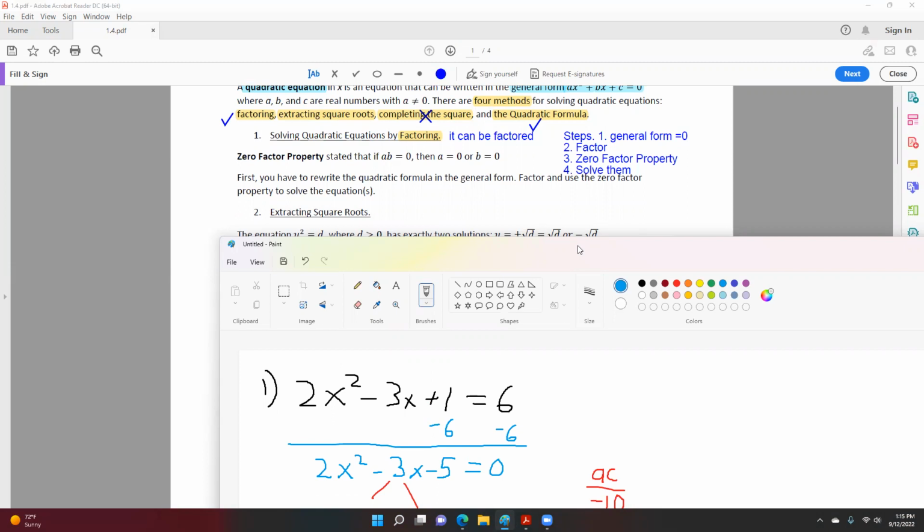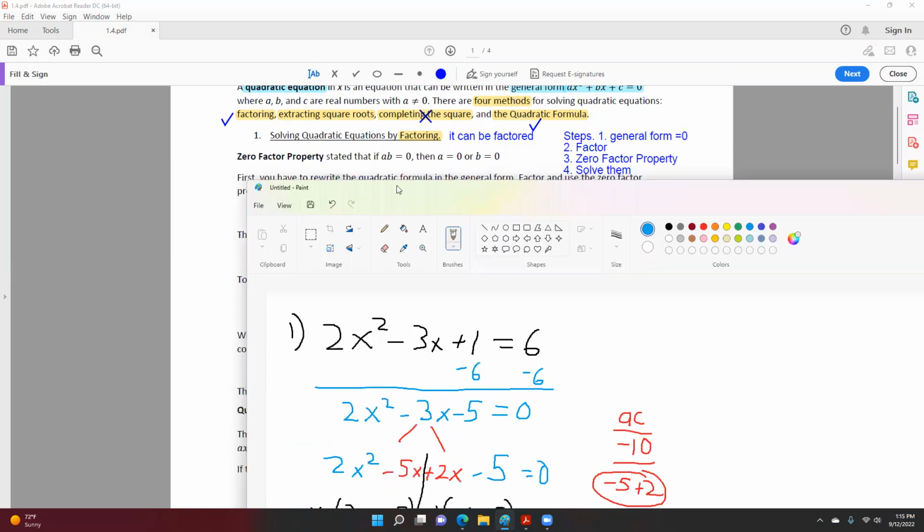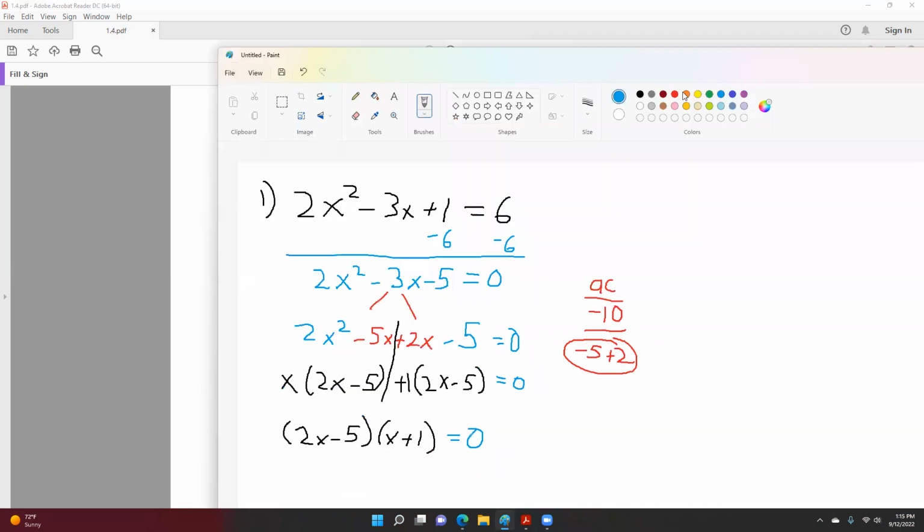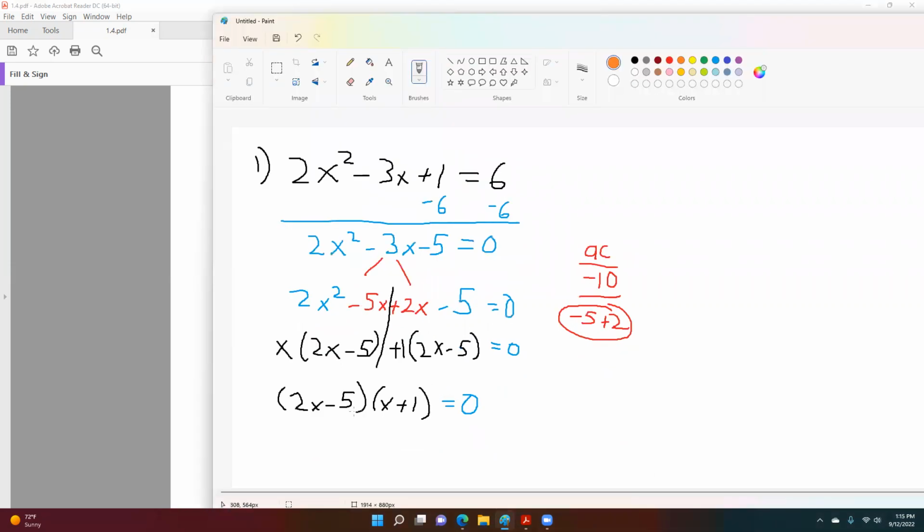So now we will do the third step, which is using the zero factor property. What the zero factor property says is you take each one of these factors and make it equal to 0. So you take 2x minus 5 equals 0, and you take x plus 1 equals 0. What we did here is called the zero factor property, where you take each one of these factors of the multiplication and make it equal to 0. And then you solve for x for each case.